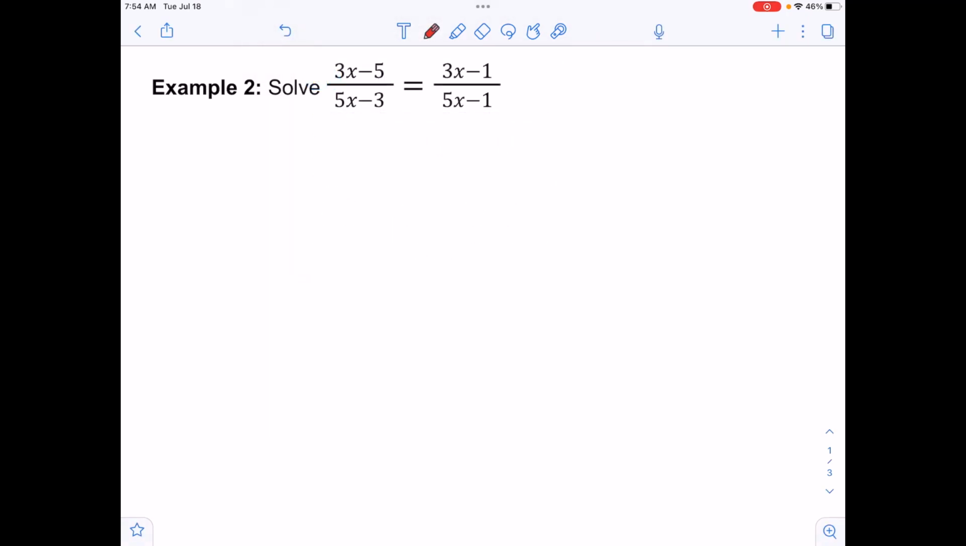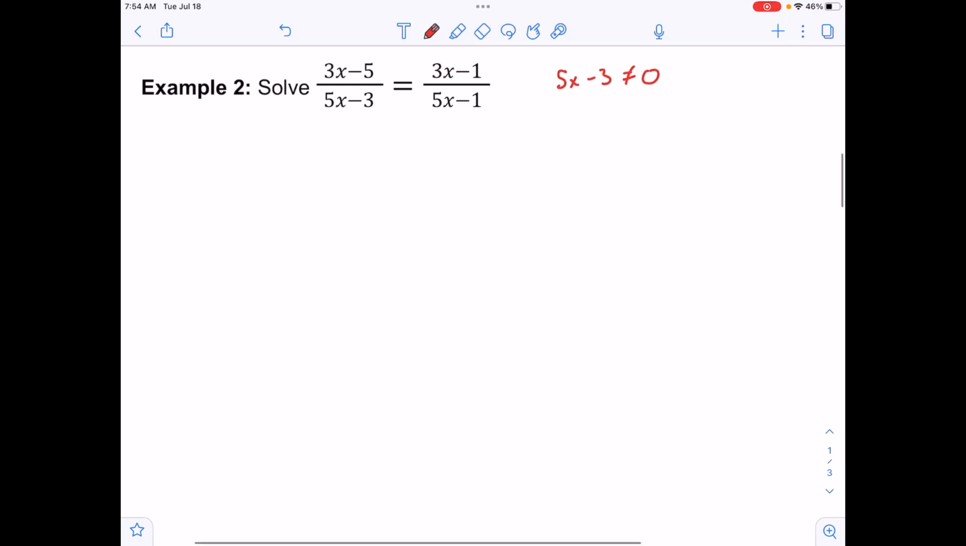I'm going to show the work here. We know that 5x minus 3 cannot be equal to 0. And so x cannot be equal to 3 over 5. That's our first one here. Our second one, 5x minus 1 cannot be equal to 0. x cannot be 1 over 5 either. So those are our two restrictions in place here.